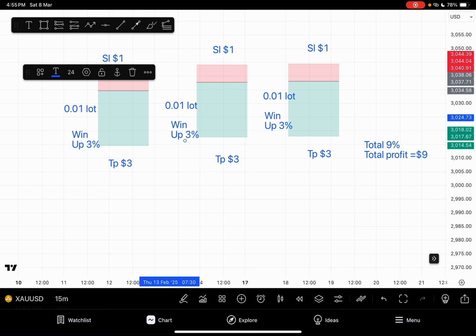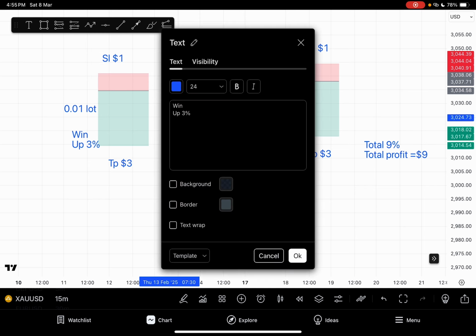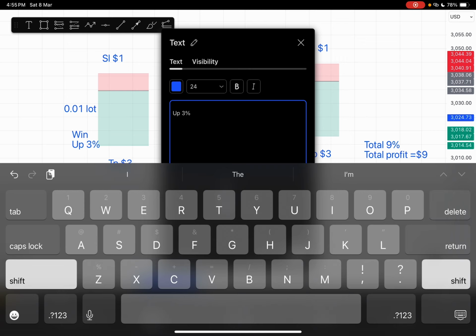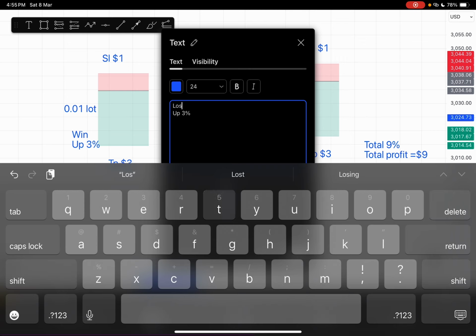So let's say, for example, I lost this second trade. I lost this second trade now.